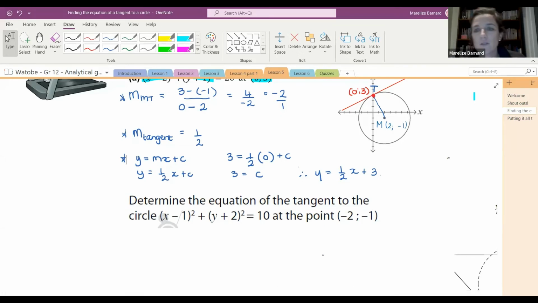And the next question, we're doing the same. We are determining the equation of the tangent to the circle at the point -2 and -1. Best is to draw a little sketch to represent the situation. Draw your circle with that point as the center and the point -2 and -1. Whenever you're ready, pop your answer into the chat.